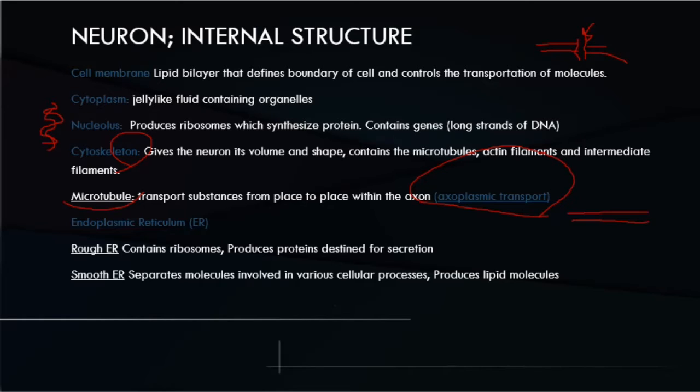And then we have two kinds of endoplasmic reticulum, or ER, inside of a neuron. There's rough ER and smooth ER. Rough ER produces proteins, and smooth ER spreads molecules that are involved in different cellular processes and makes fat. So you can think protein seems to be more rough than fat. Fat's more soft. So rough ER makes protein and smooth ER makes fat or lipids. Same thing.